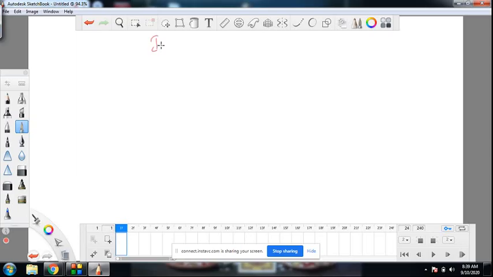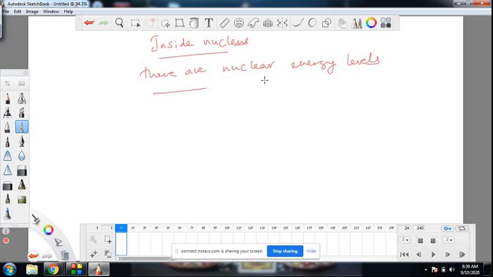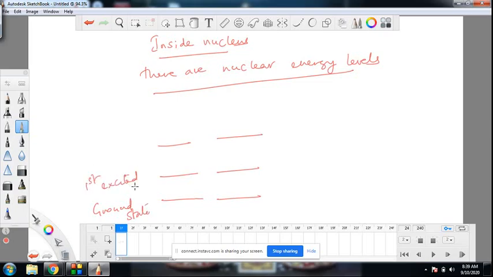Similarly, inside nucleus, now we are going inside nucleus, there are nuclear energy levels. It is best to show them by diagram. So the lowest energy level I will show it like this, the next higher energy level I will show it like this, the next higher energy level I will show it like this. I will come back to what these are. Each energy level, this is ground state, let us say. This is a first excited state. So we are talking now something inside the nucleus, and this second excited state.